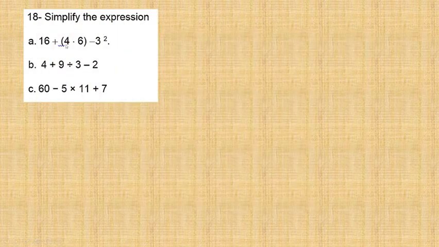Here, simplify the expression 16 plus open brackets 4 times 6, close brackets, minus 3 power 2. So first we have to remember together BIDMAS. This word is very important to solve any math problem that is complicated with a lot of operations. So I have to understand every letter, what it means and what it represents. So B is the bracket, I is the indices, which is the power, D is the division, M is multiplication, A is addition, S is subtraction. So it's only in one word, BIDMAS.